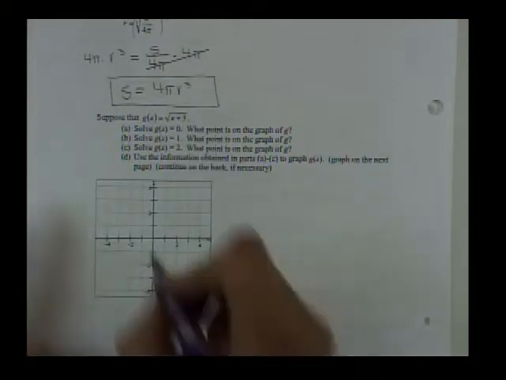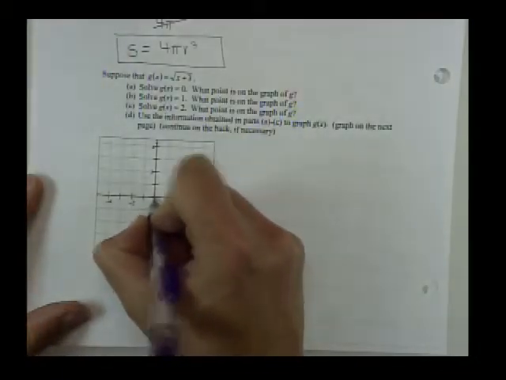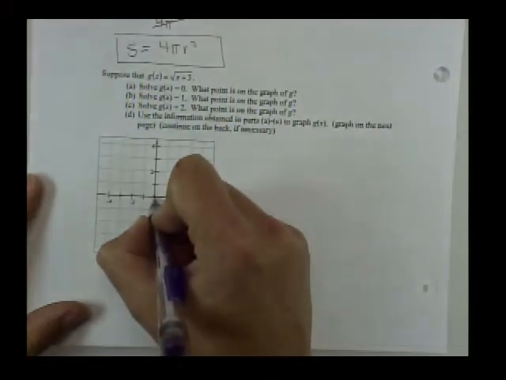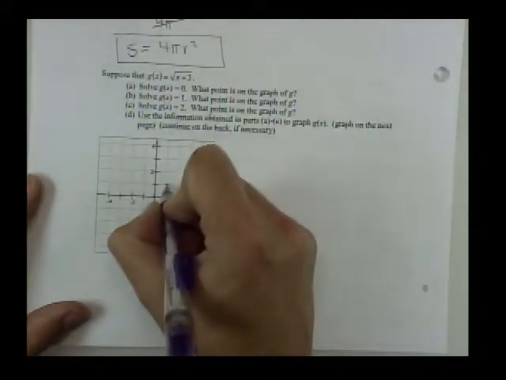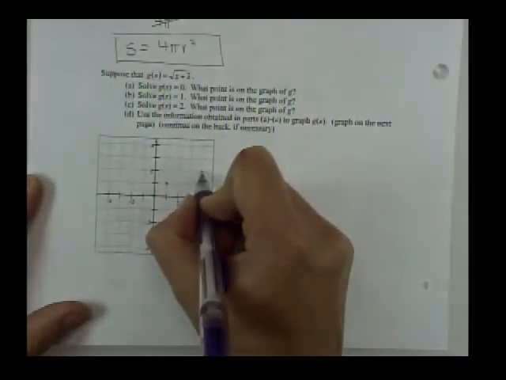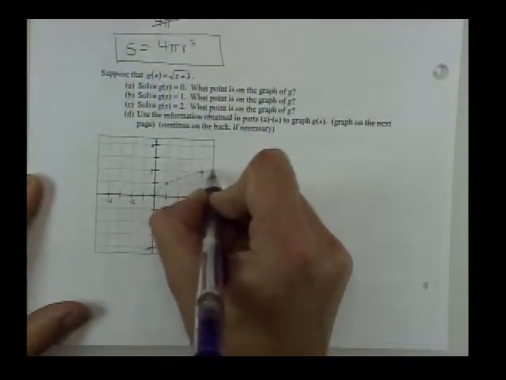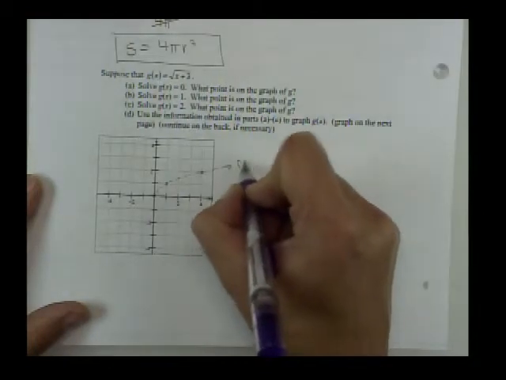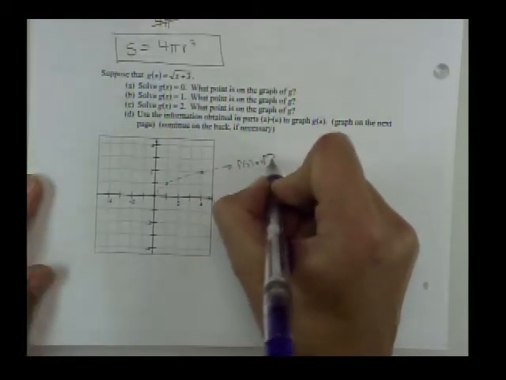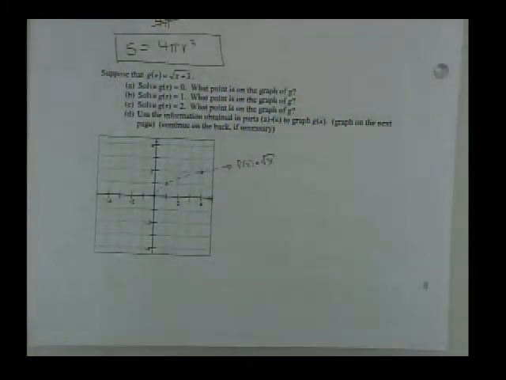So remember, our regular square root function starts at 0, 0, and then if you plug in x equals 1, you'd get y equals 1. If you plug in x equals 4, you get y equals 2. I'm just going to do a dashed line. This is just f of x equals square root of x. That's the original square root function. If we add 3 under the square root, what does that make us do to the graph?